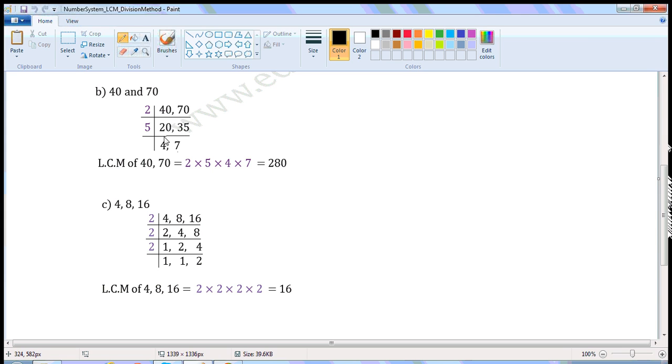Now the numbers are 20 and 35. They have a common prime factor 5, which divides both the numbers. So write 5 here. 20 when divided by 5, we get 4 as quotient. 35 when divided by 5, we get 7 as quotient. Now the numbers left are 4 and 7. They do not have a common prime factor. So stop the process here. So LCM of 40 and 70 is equal to 2 into 5 into 4 into 7, which is equal to 280.